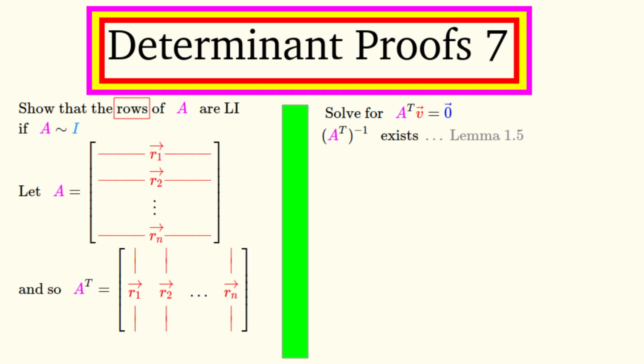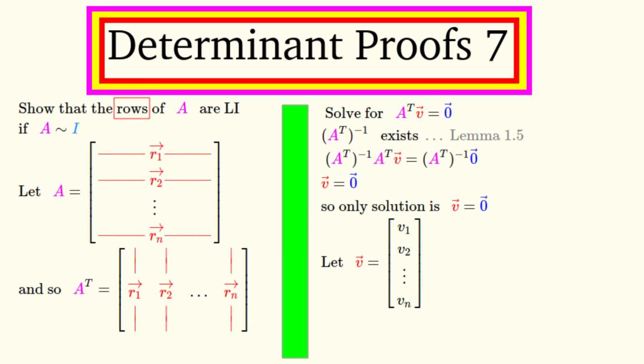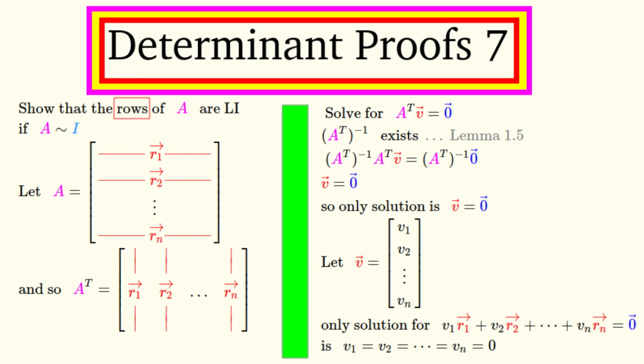We know that the inverse of the transpose of A exists from a past lemma, because A is invertible. We can multiply this matrix on the left of both sides, and we'll end up with this equation. And then we can emphasize that the 0 vector is the only solution for the vector v. We'll set the vector v to have these entries. And so the only solution for this equation is for all of the entries of v to be 0.